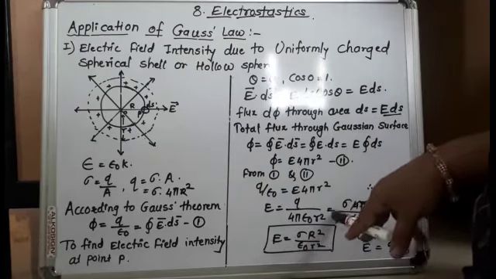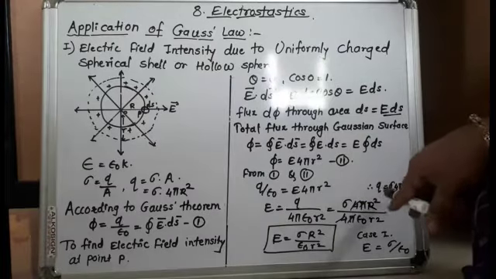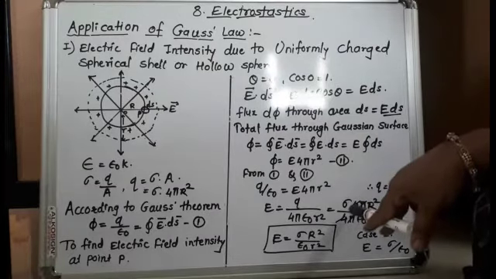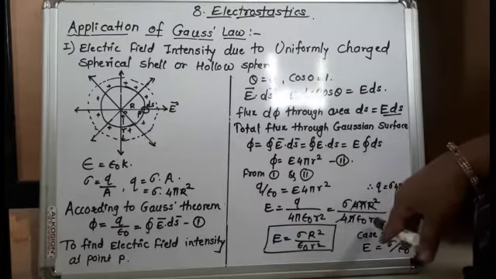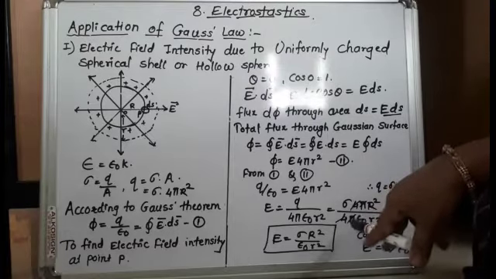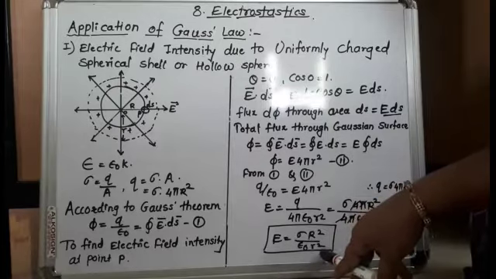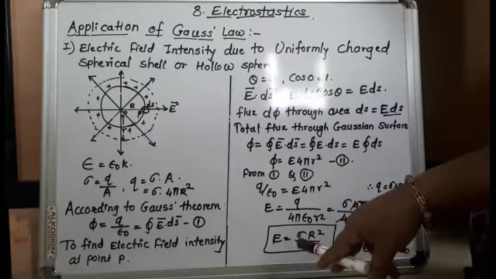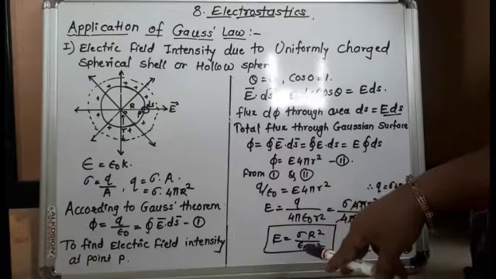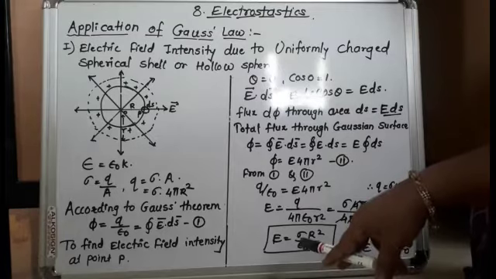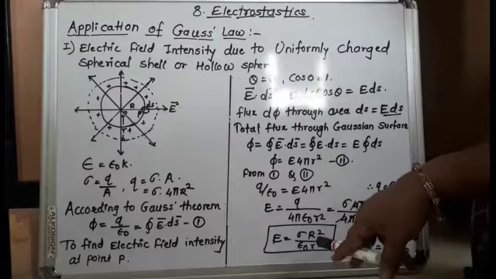Then we substitute the value of q, that is the charge. Here sigma 4 pi r square upon 4 pi epsilon 0 r square. 4 pi gets cancelled, then the remaining term is sigma R square upon epsilon 0 r square. Here we get the electric field intensity due to the charged spherical shell. Then we conclude that the electric field intensity due to a uniformly charged spherical shell is equal to the electric field of a point charge.